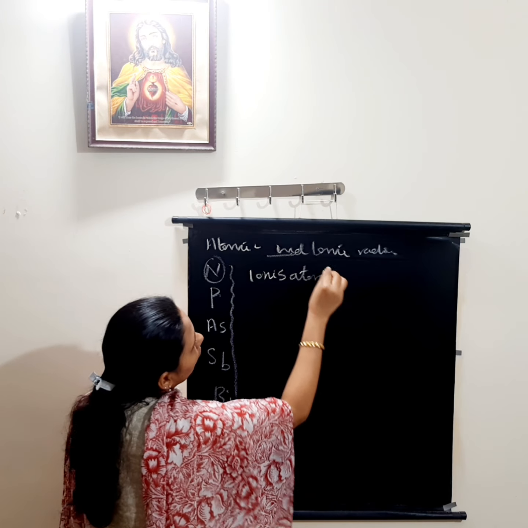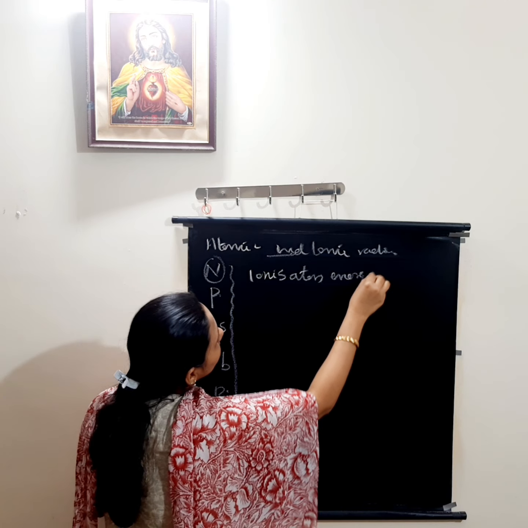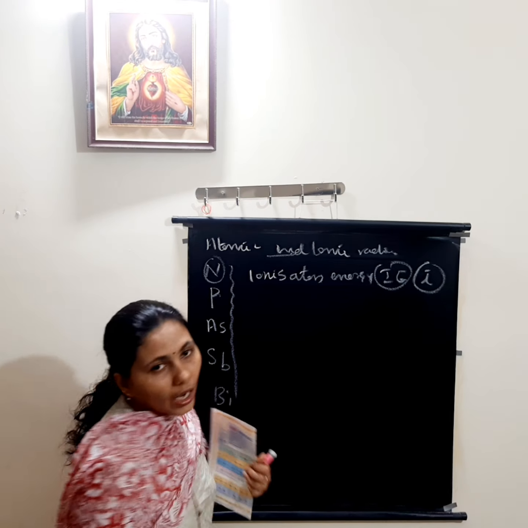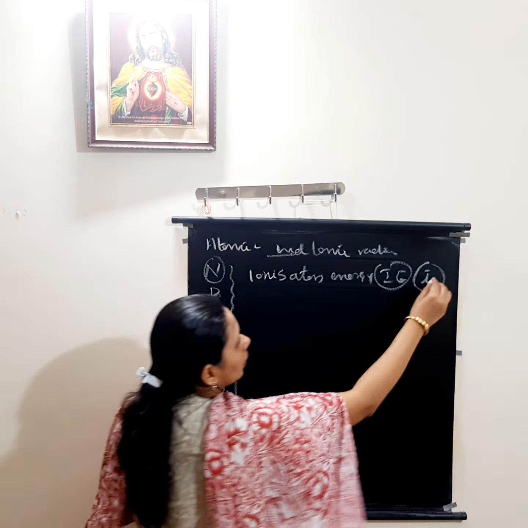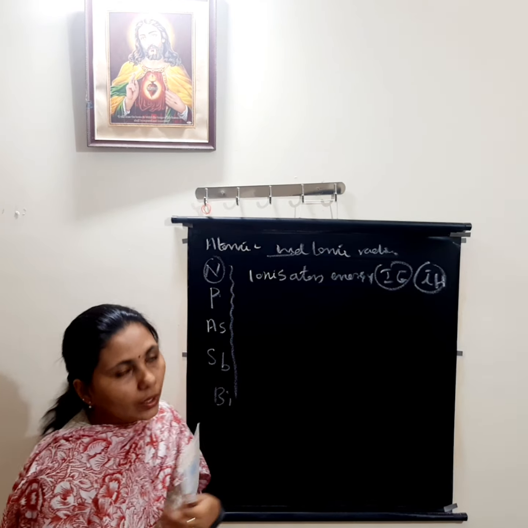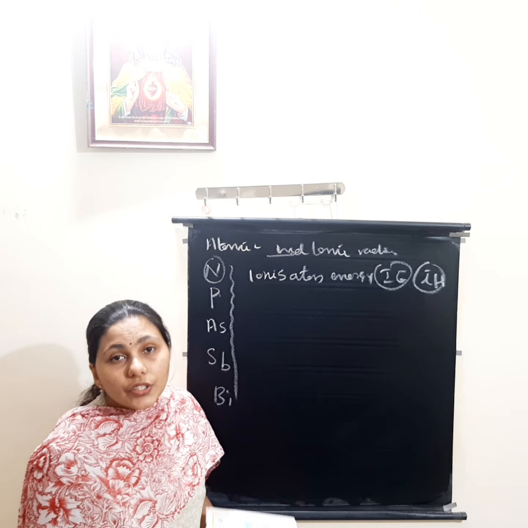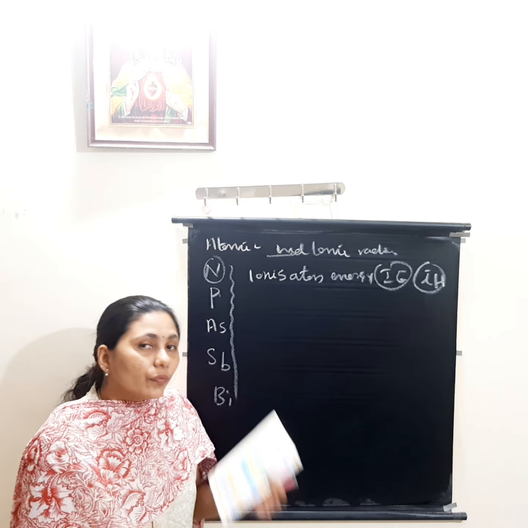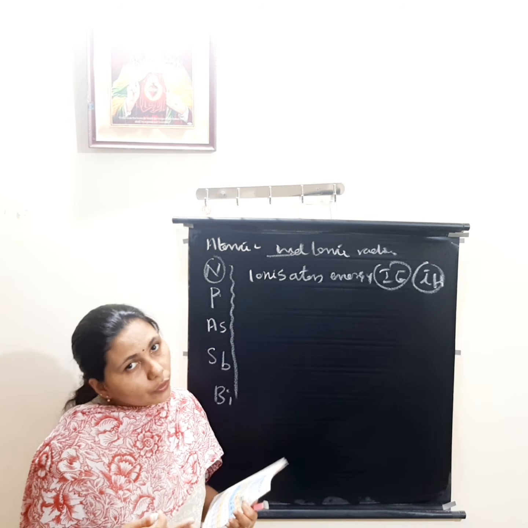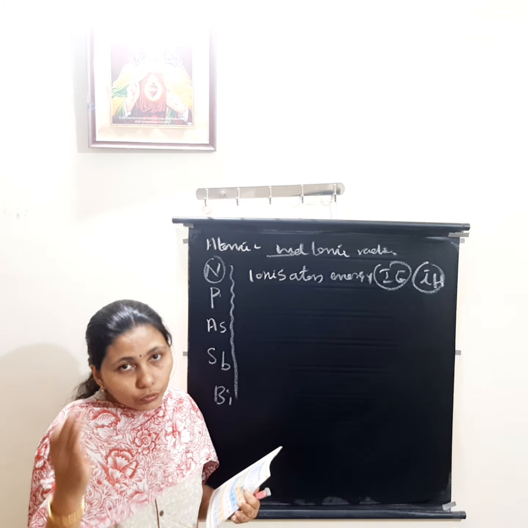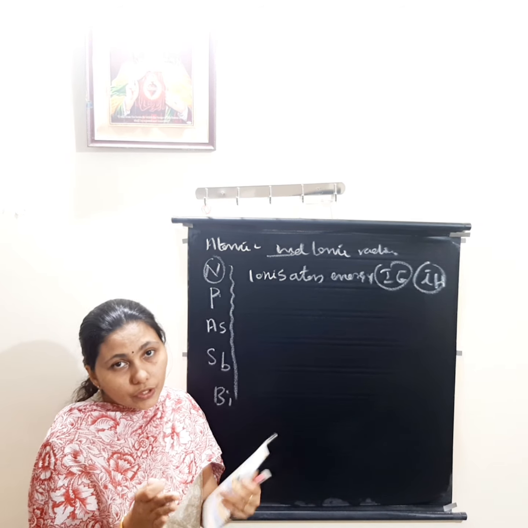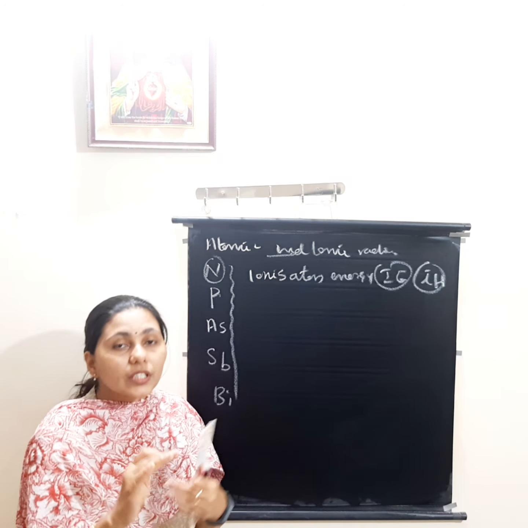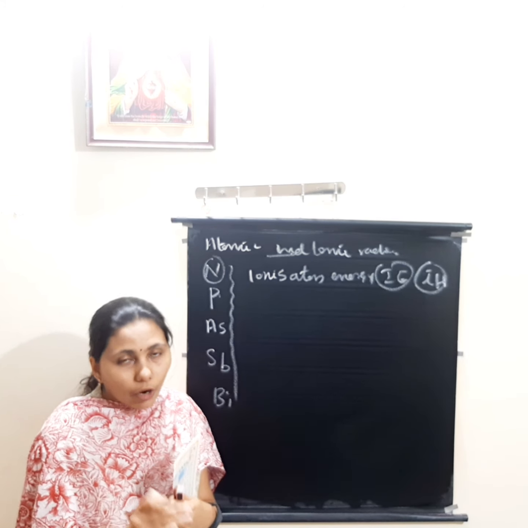Then the second thing is ionization energy, or ionization enthalpy, IH. What is ionization energy? It is the energy required to remove an electron from the outermost shell. If the size increases, it is very easy to remove the outermost electron, because the attraction between the nucleus and the outermost electron will be very less.